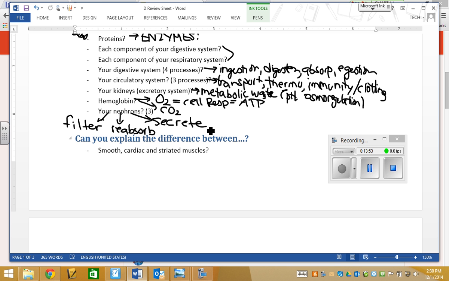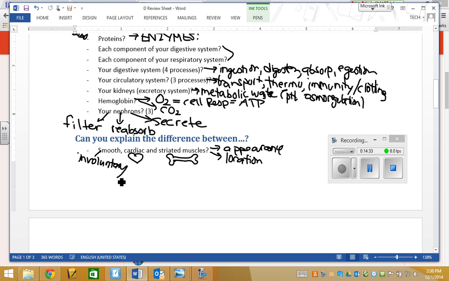Now in the can you explain the difference between section, the first thing are the 3 types of muscles. So I'm going to suggest that you think about their appearance, but also their location, like where they are. Please remember that cardiac muscle is only in your heart, and that striated muscles are, oh gosh, look at how good this drawing is, only attached to bones. And smooth muscle, generally, you do not control. Smooth muscle is your involuntary type muscle.